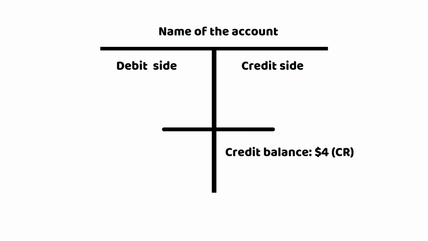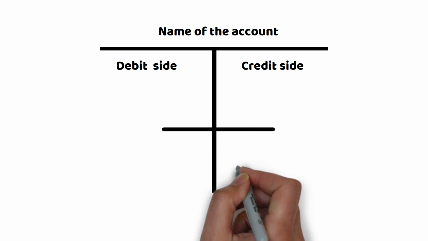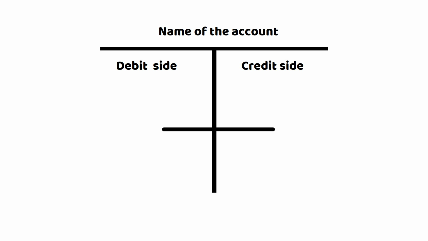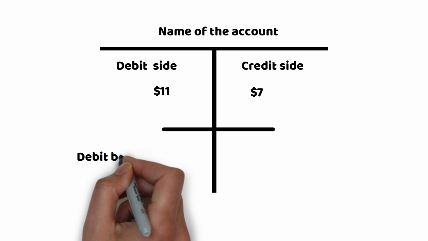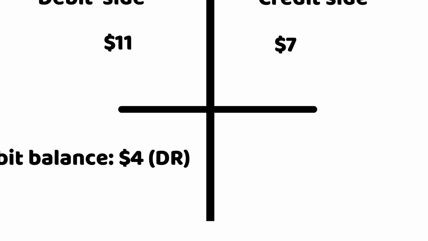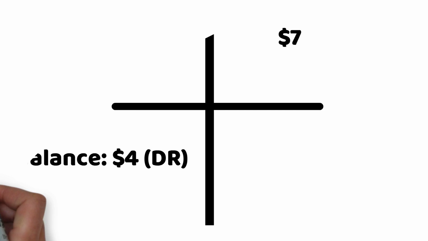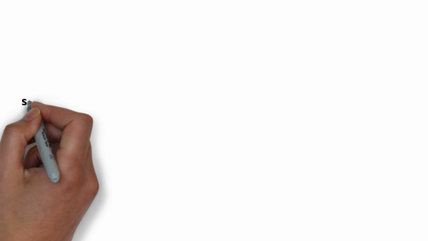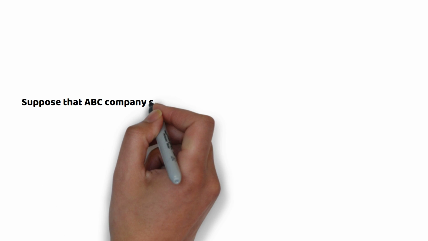So now let's get rid of this. Use a different example. Suppose you have debited $11 to the left side and credited $7. So now you should have a debit balance of $4. Okay, so this is the basics of the T accounts. With that, let's take a look at this example.